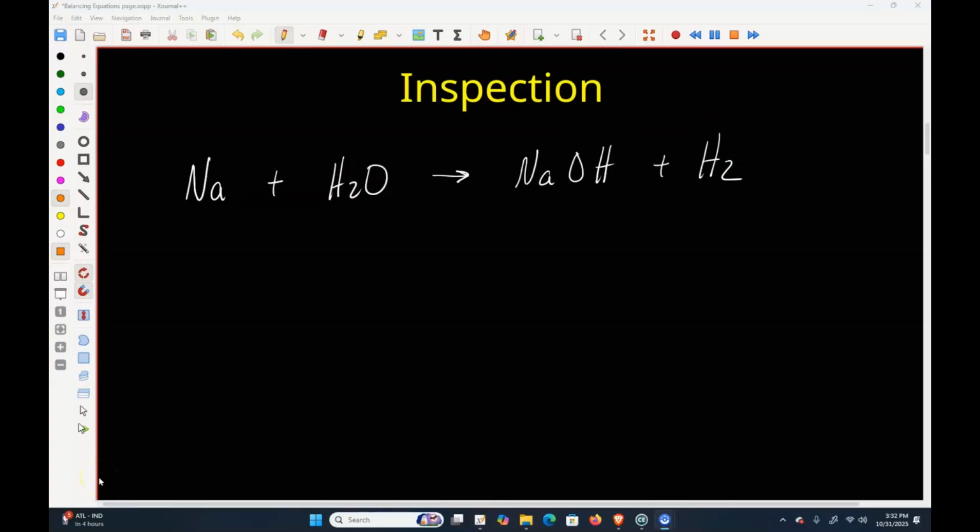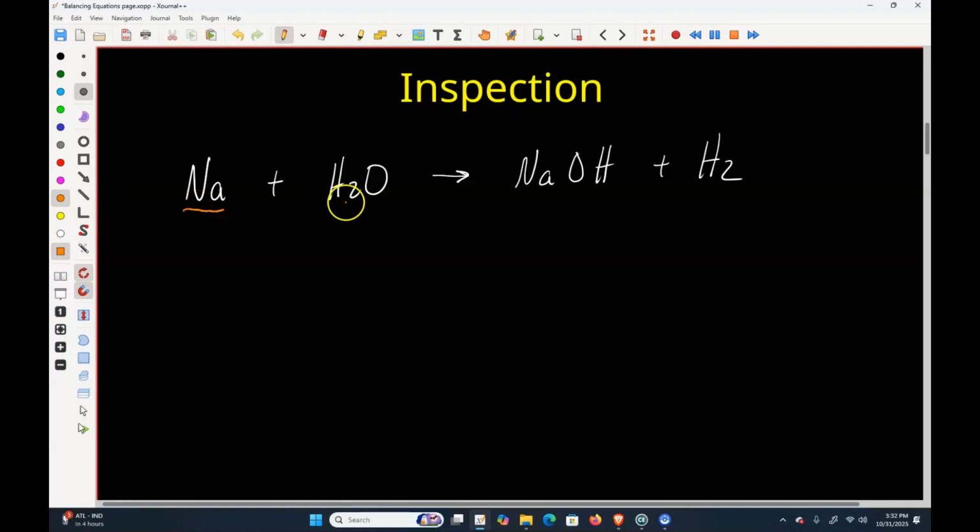I would start with sodium here. Well, it appears once on each side, and I always wait and do my H's and O's last because I have H's in 2 places. Let's start with sodium. I have 1 sodium, 1 sodium. They're balanced.